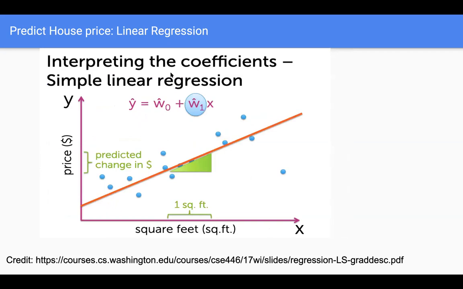If we look into what this w1 stands for, it's basically the change in the predicted price for a given square feet. So it's delta of y divided by delta of x. That's the slope of this particular line.